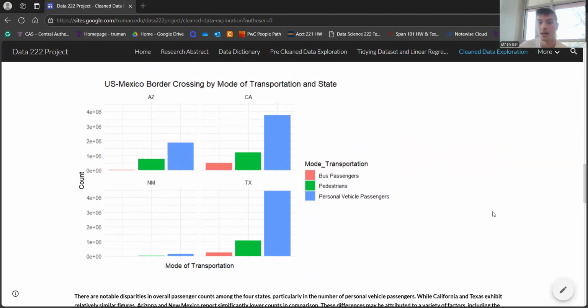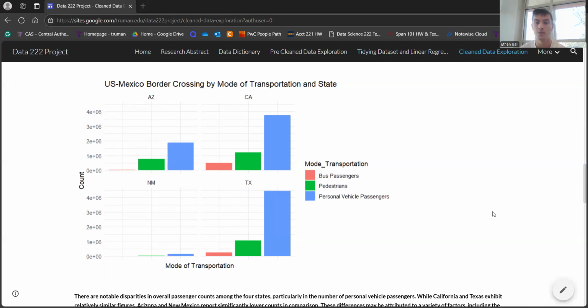This visualization allows us to view separate plots for each state, providing insight into the distributions of the three most common modes of transportation. By faceting the plot by state, we could observe patterns within individual states. For example, we saw that personal vehicle passenger traffic is most prominent in states like California and Texas.